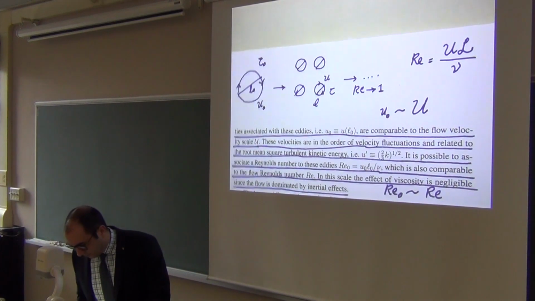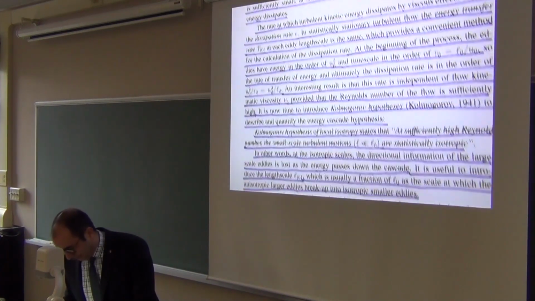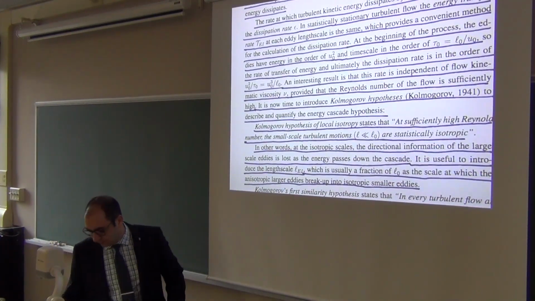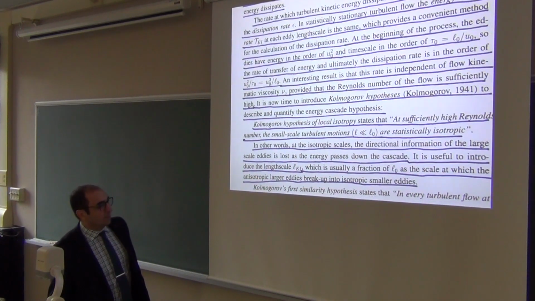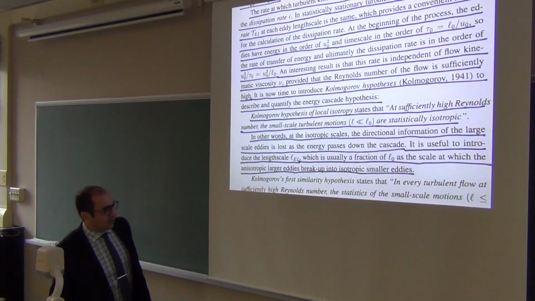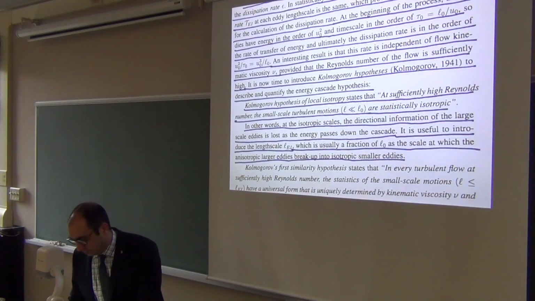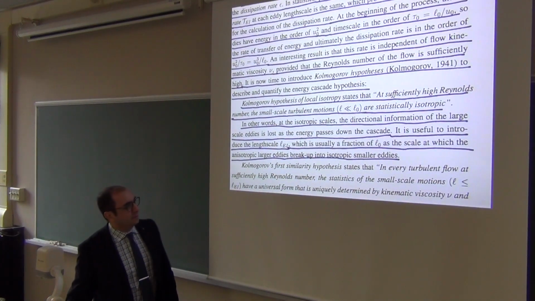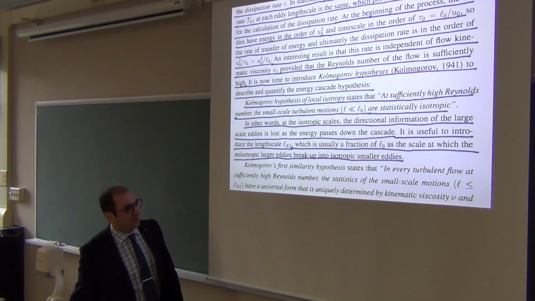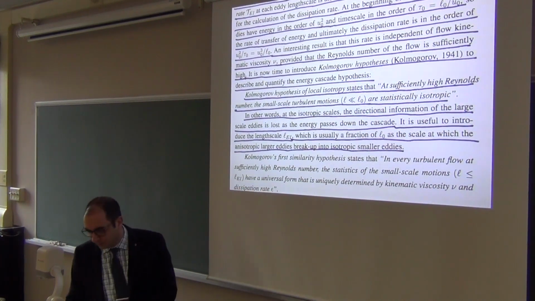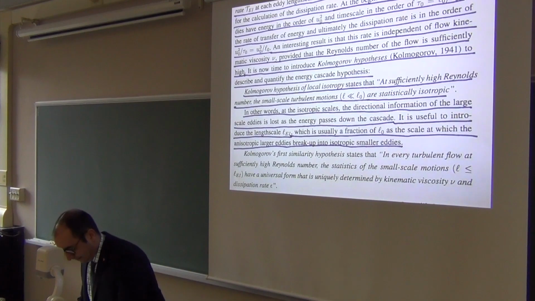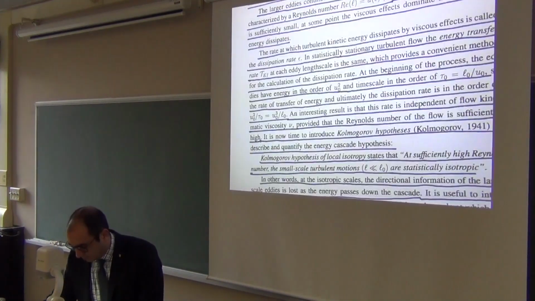Then we started talking about Kolmogorov hypotheses that enable us to formulate and solve problems considering the energy cascade. Kolmogorov was a Russian mathematician who came up with the hypotheses and developed the mathematics of solving turbulence problems. So let's read the hypotheses.